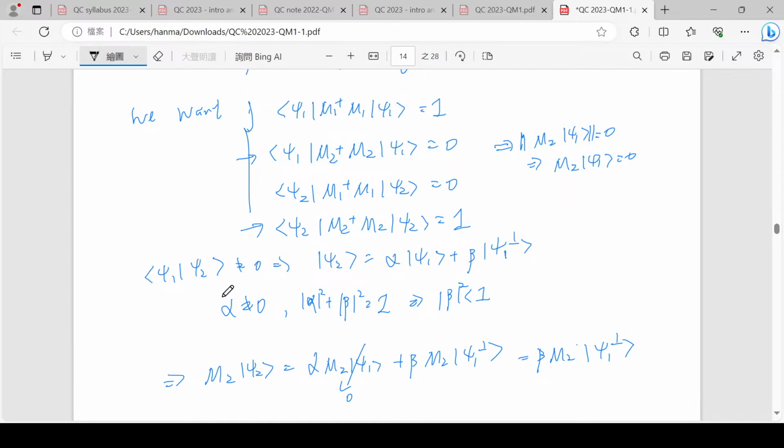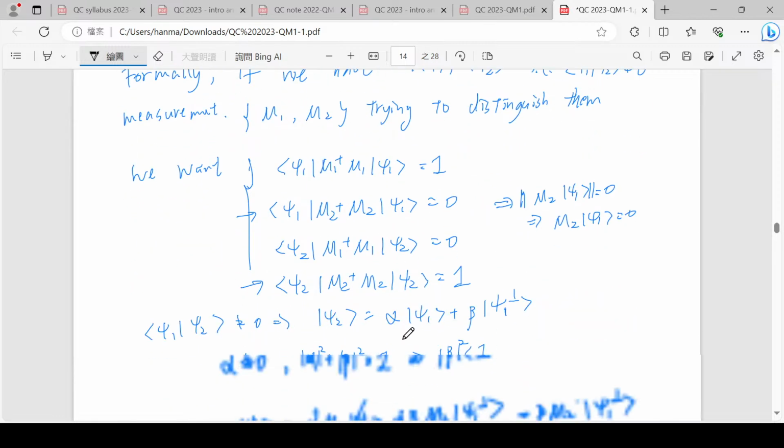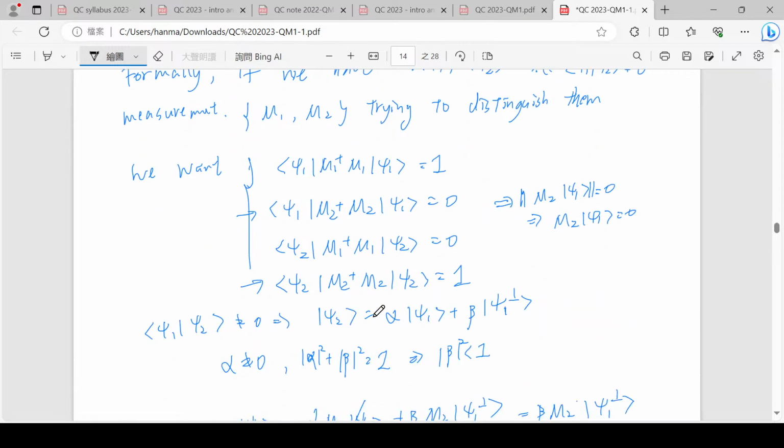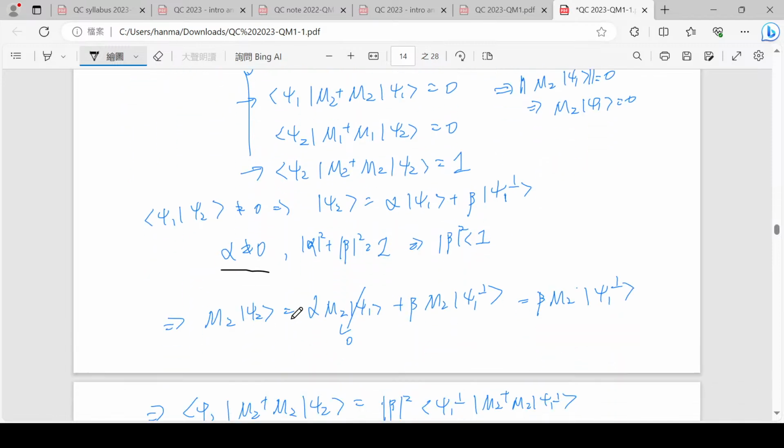And so we start with using that the inner product is not 0. The inner product is not 0, so we can try to write the basis with psi 1. So psi 2, we can write as some coefficient alpha times psi 1 plus another coefficient beta times some vector orthogonal to psi 1. So we're just doing an orthogonal basis with one of the vectors being psi 1. And the important thing here is alpha not equal to 0. That's using the inner product not equal to 0.